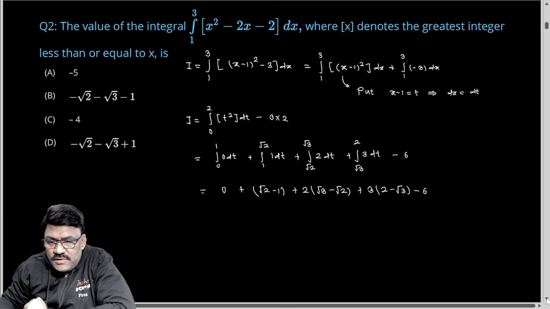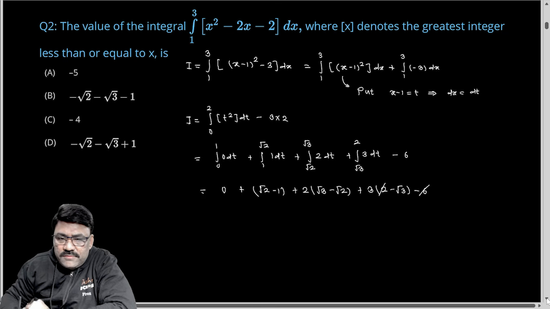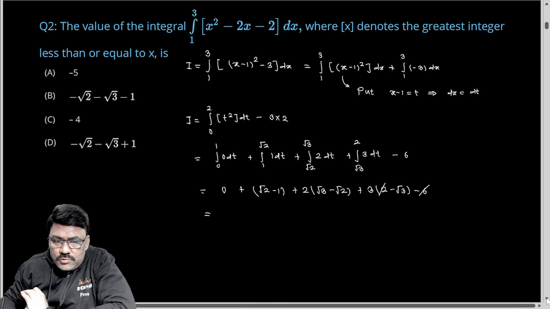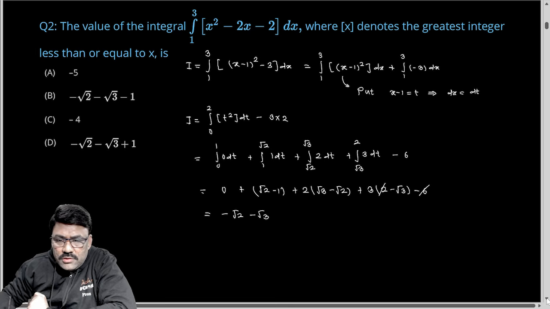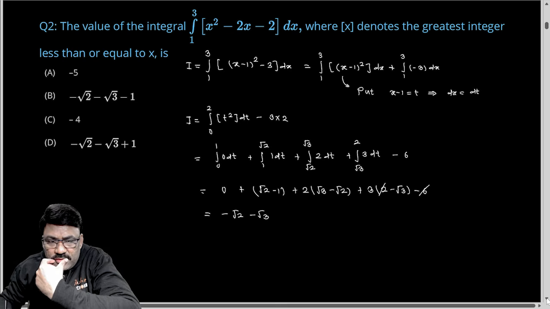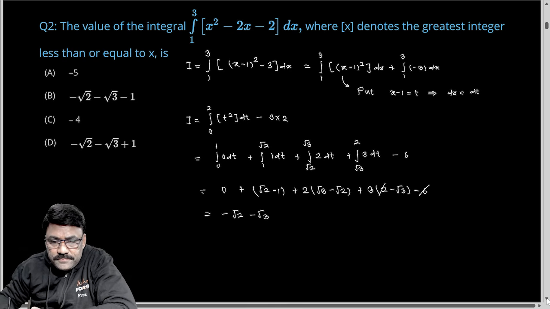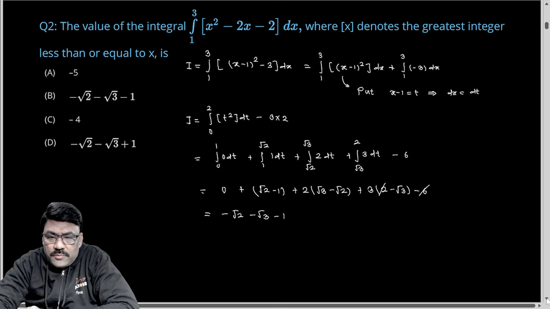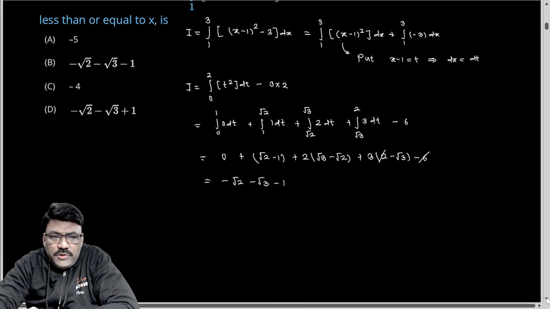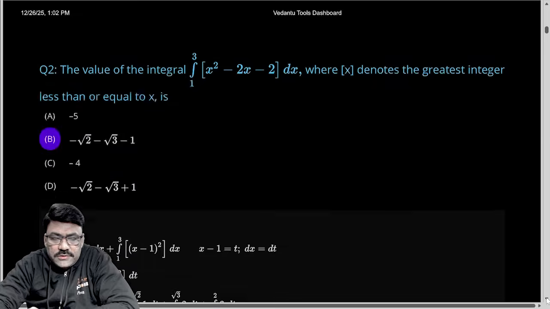This 6 and this 6 cancel. So you are getting 2 root 3 minus root 3. So basically you are getting minus root 2 minus root 3 minus 1. Means B option should be the correct option here.